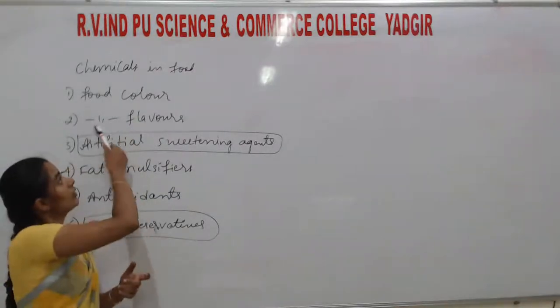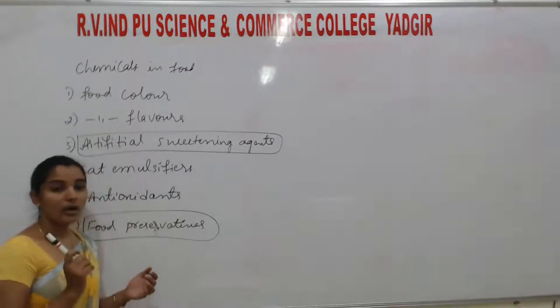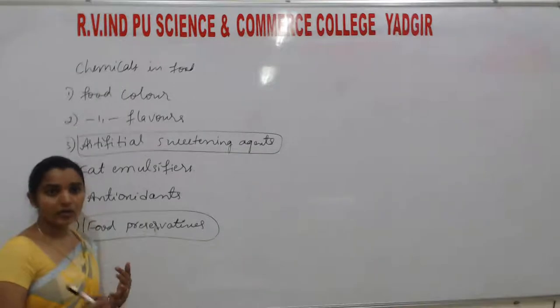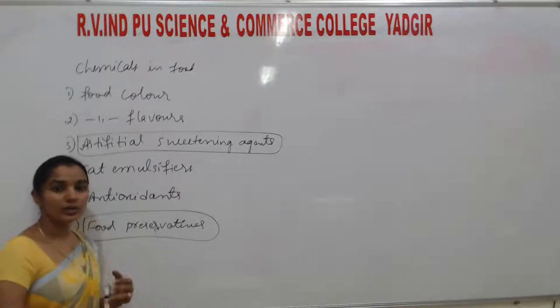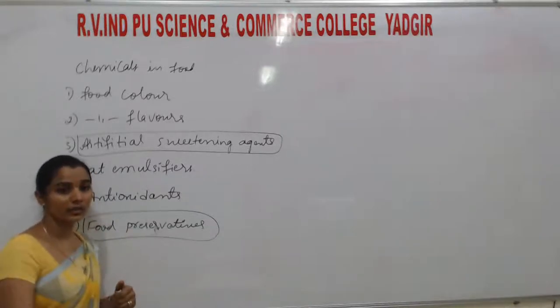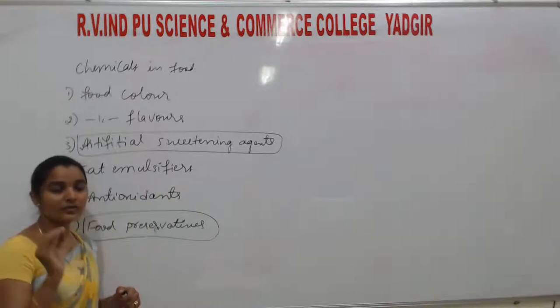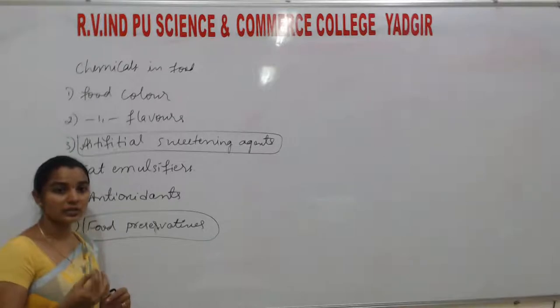Understand? Next, flavors. While ordering any cake, what do you say? Vanilla flavor, ice cream, chocolate flavor, mango flavor. Those are chemicals. They are not going to add mango fruit in that. If you ask for mango ice cream, they won't put mango fruit directly in that. It is just a chemical compound which gives the taste of mango. Mango flavor, vanilla, chocolate, pomegranate, pineapple. So many flavors are there.